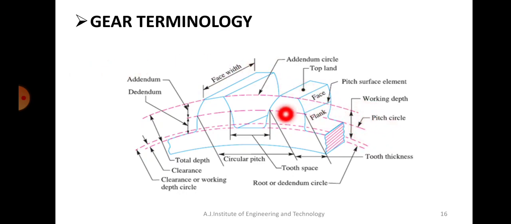You should know what is pitch circle, you should know what is addendum circle, what is dedendum circle, you should also know what is addendum, what is dedendum, what is clearance, what is circular pitch. Apart from that, there are some more things you can see here. Then something called a top land. So this part on the top face of the teeth is called top land.